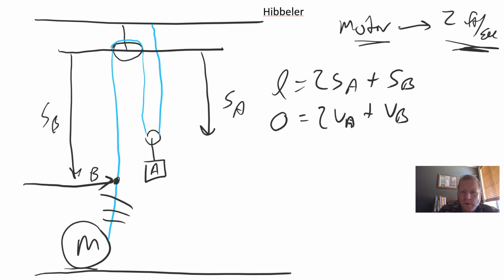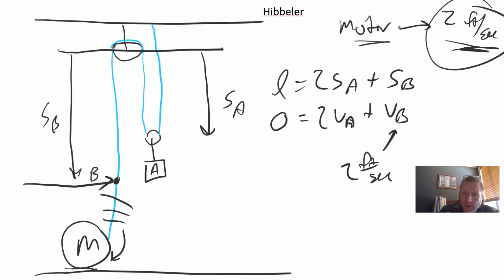Now what we know is the motor is pulling that rope at 2 feet per second. So we just plug that in here. B is going to go down, assuming the motor is drawing the line in. The motor could be letting the line out, but in this case it's drawing it in. So velocity of B just becomes 2 feet per second. That's how he does it. So your answer, of course, is that A moves up half as fast, and you go from there.